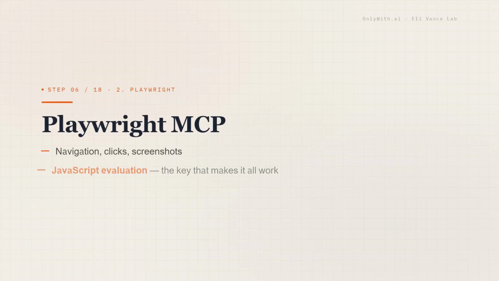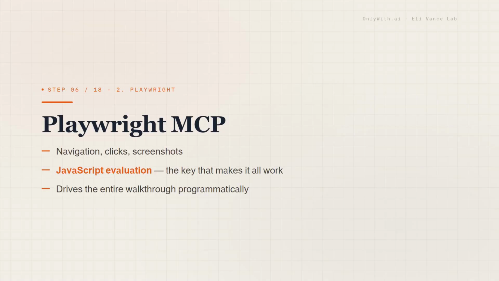Second piece, Playwright for browser automation. I use the Playwright MCP tools, which give me navigation, clicking, screenshots, and most importantly, the ability to evaluate JavaScript directly in the page. That last one is the key that makes everything else work.